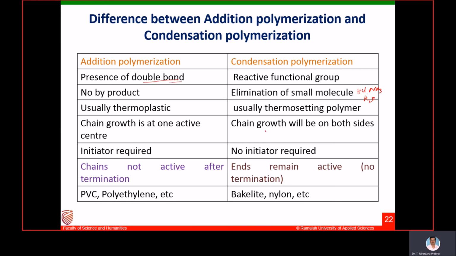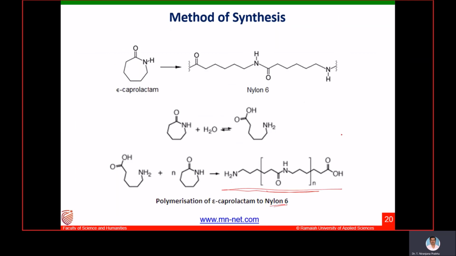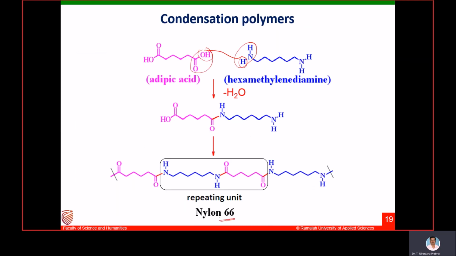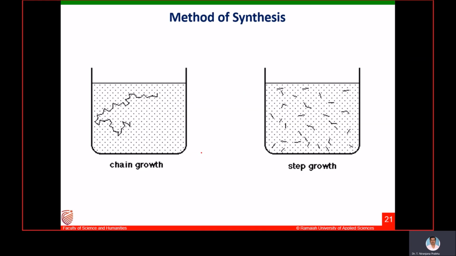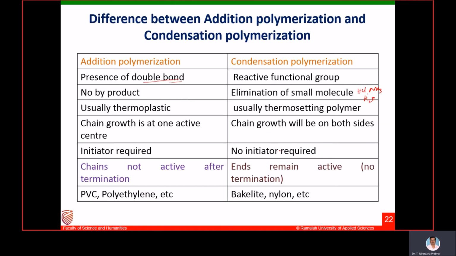Chain growth will be on both the sides. In the previous example I showed, you can see it can grow here, and here also. On both the ends, chain growth is possible. No initiator is required here, whereas in addition polymerization, an initiator is required. I said dibenzoyl peroxide, hydrogen peroxide, or persulfates can be used as initiators.